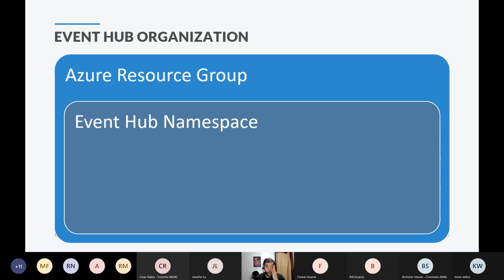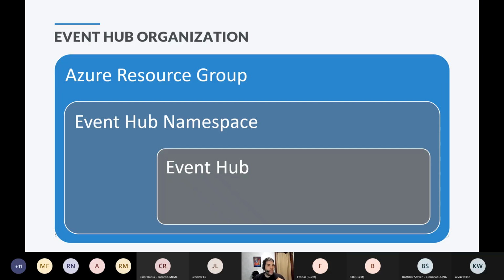You're also going to manage the scalability and pricing tiers with the Azure Event Hub namespace. So think of it as a name, an endpoint, and some settings. Inside of that, you're going to have a number of event hubs, as many as you want. And these are the things that you actually talk to. These are the things that store your data and so on.